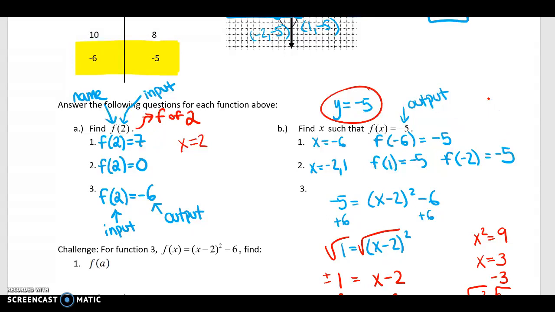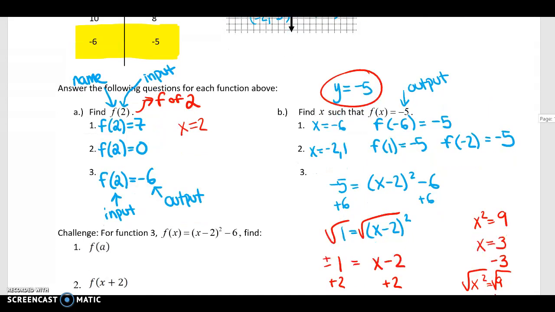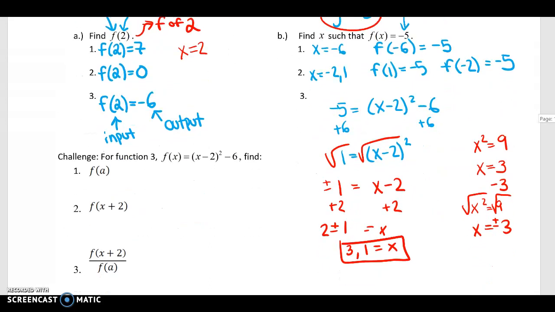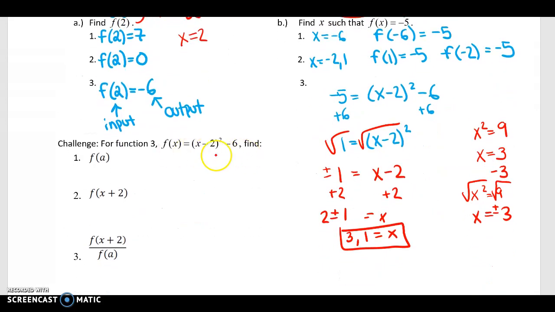Remember, f is a function name, and you can extend your knowledge into problems such as the challenge down here. So I'm taking the same function, but I'm finding different things. If I say f of a, all this means is a is your input into the function. Input means it's what you plug into the function. So if I want to find f of a, you're replacing that x with an a. You should replace every x with an a. So f of a would be (a minus 2) squared minus 6. I should probably write this again. And that's all that's asking for.